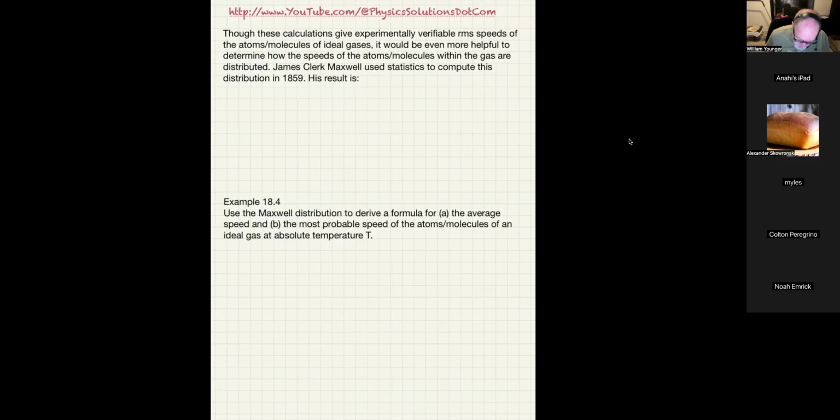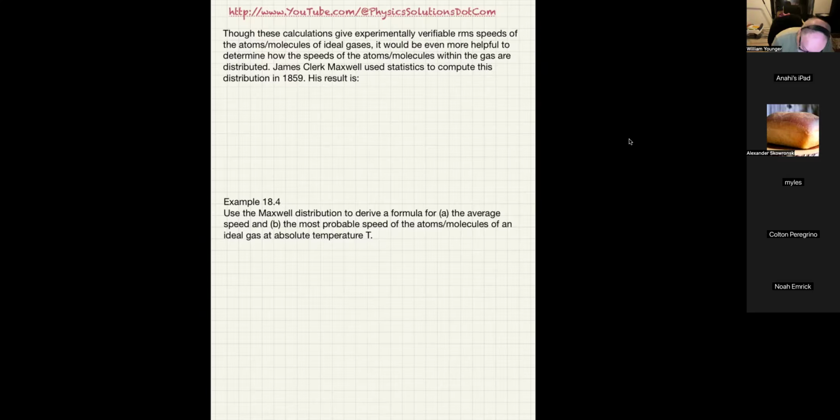All right. So, though these calculations give experimentally verifiable root mean square speeds of the atoms and molecules of ideal gases, it would be even more helpful to determine how the speeds of atoms and molecules within the gas are distributed. James Clerk Maxwell, who we're going to spend a lot of time studying once we get to chapter 21, used statistics to compute this distribution in 1859.